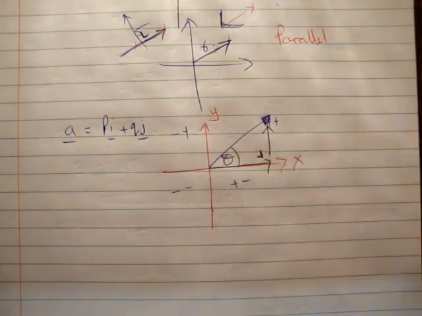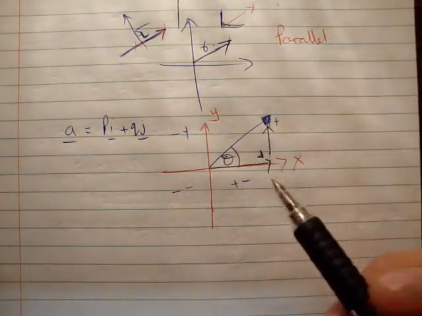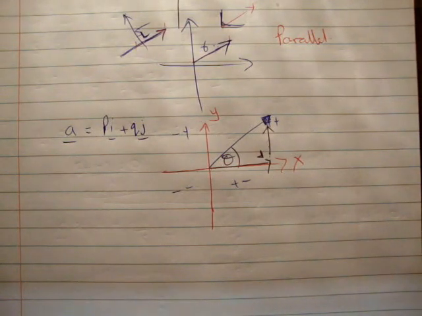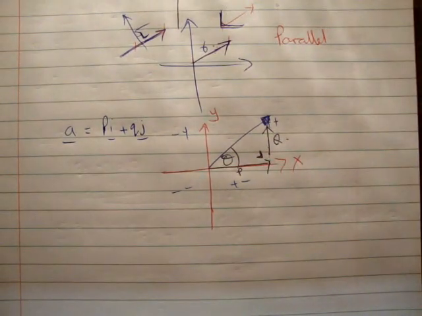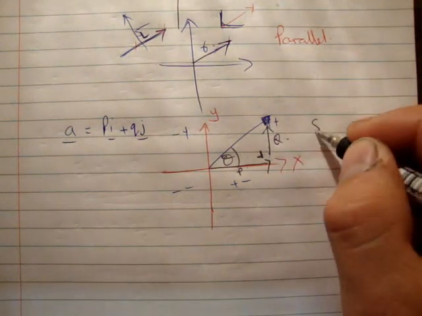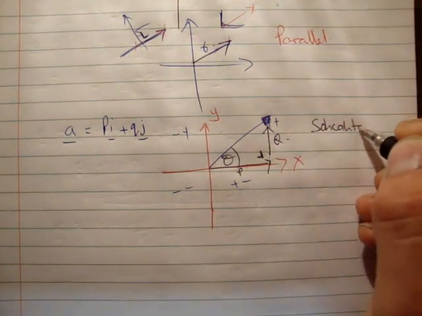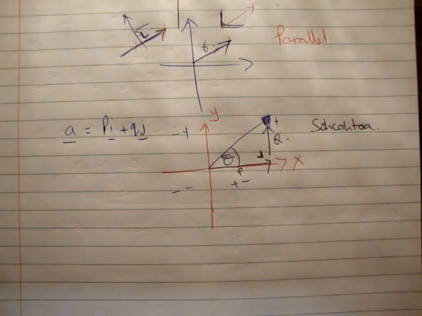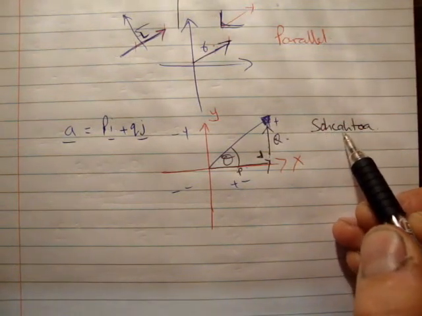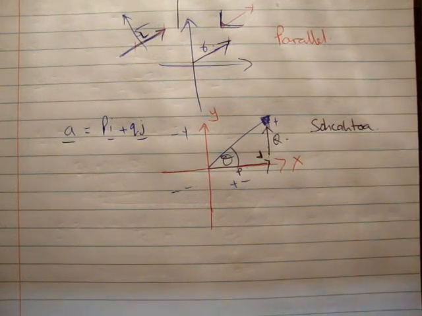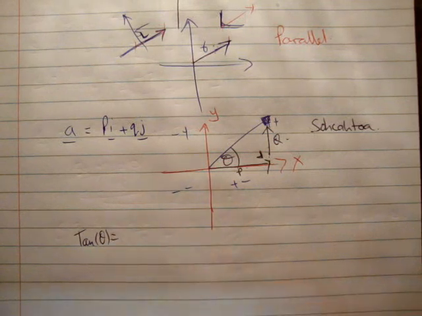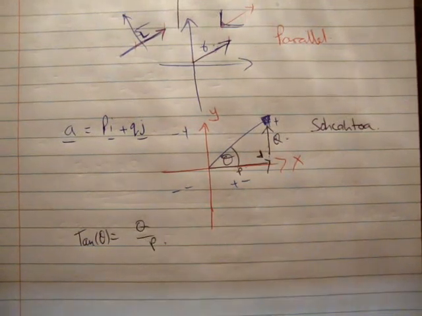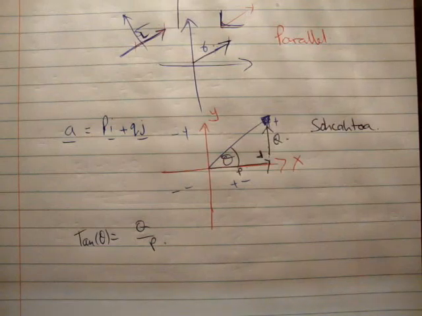That's theta. So, what's the magnitude of the vector in the i hat direction, or the x-axis direction? Well, that's P, this one is Q. So the angle is what? Well, P and Q, we know that we have SOHCAHTOA. Yes, sine is opposite over hypotenuse, cosine is adjacent over hypotenuse, tangent is opposite over adjacent. So we know that, for example, tan of theta is equal to what? It's equal to Q over P. Fair enough.